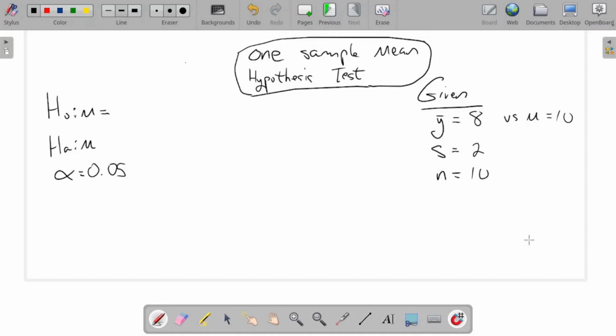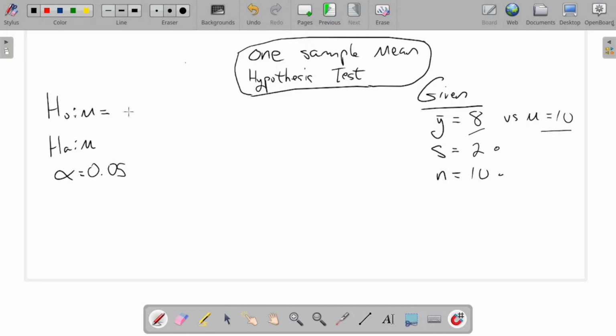So the givens for this problem are: the value of y bar is 8, and the expected value, the mean of the population we believe to be, 10. We'll let the standard deviation be 2. That's the standard deviation of the sample, by the way, and the sample size is also 10.